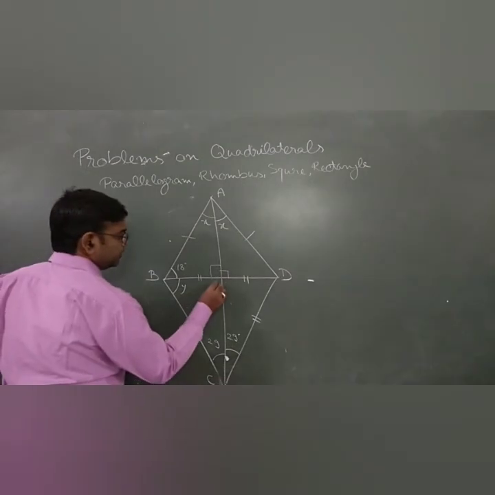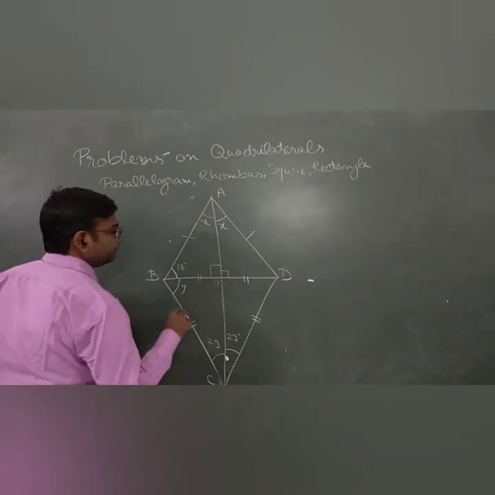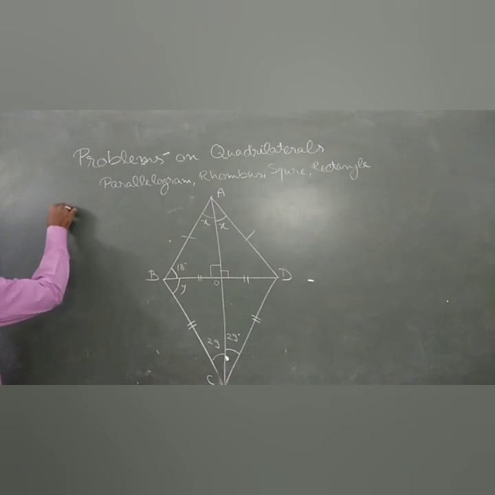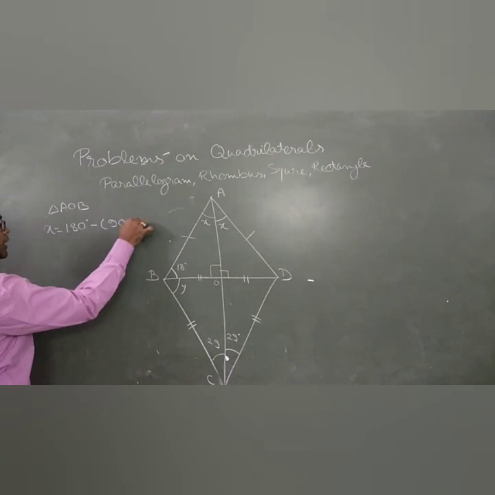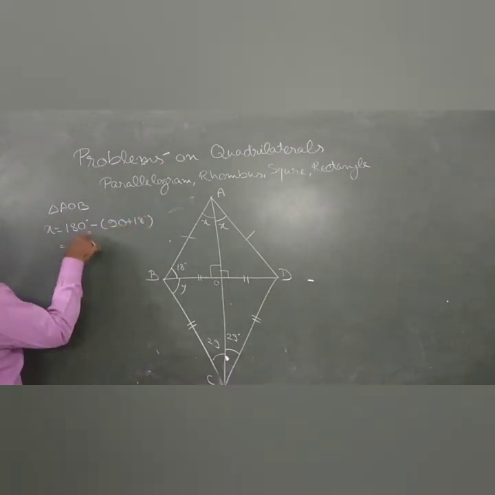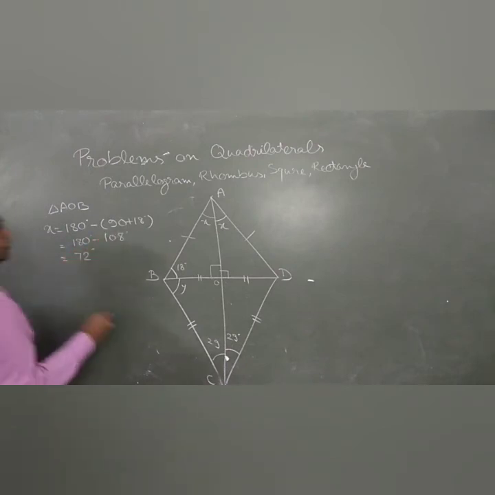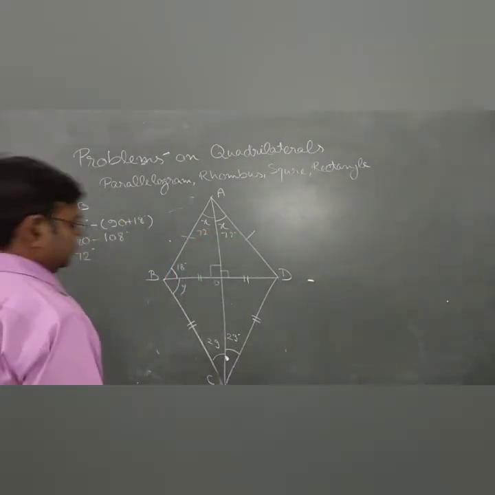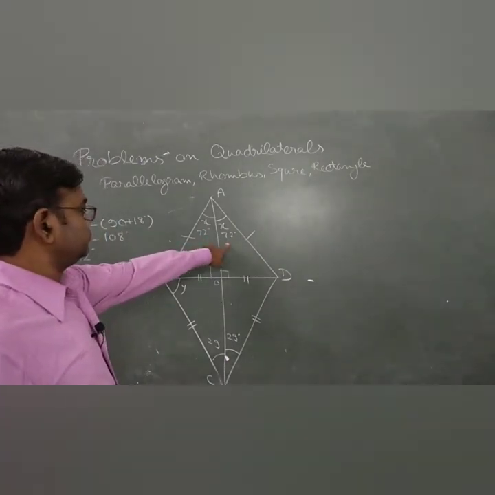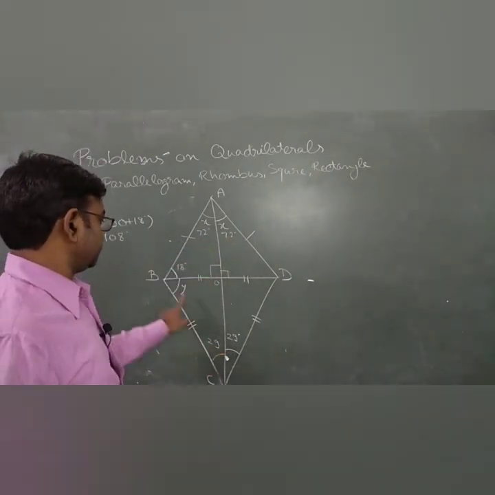Suppose we give the name O. So in triangle AOB we can easily say that the value of x equals 180 degrees minus (90 plus 18). So it's 180 degrees minus 108 degrees, it's 72 degrees. So we have the value of x, 72, over here. Now these two we have and these two we have. Question asks about y again.